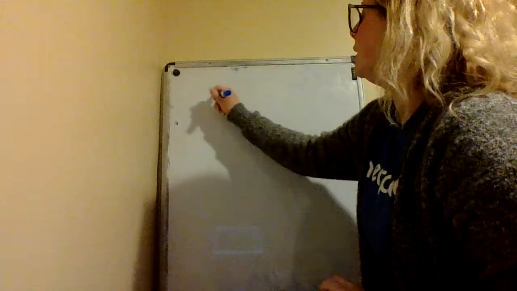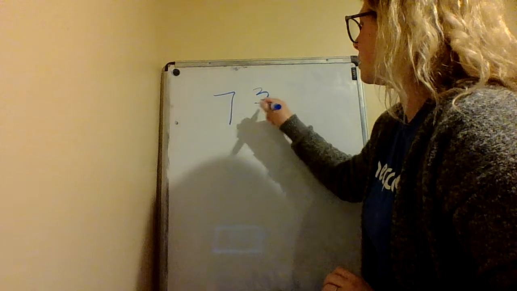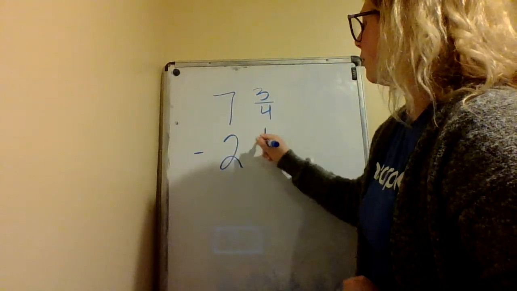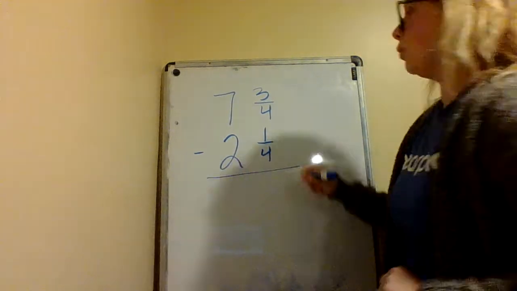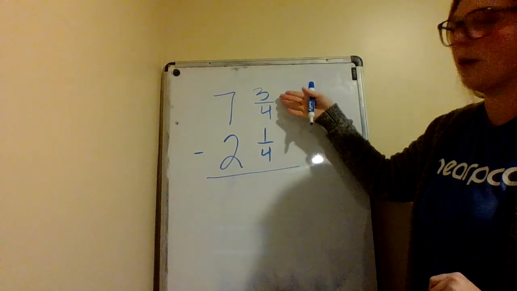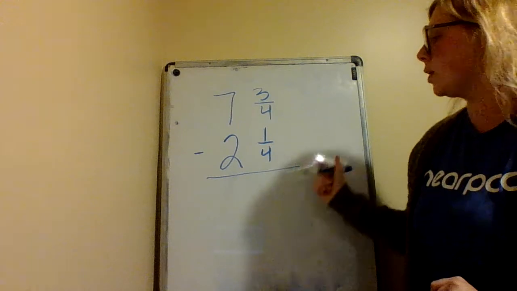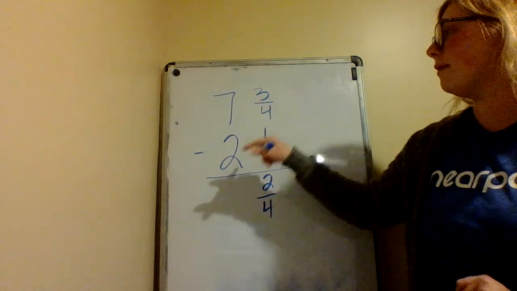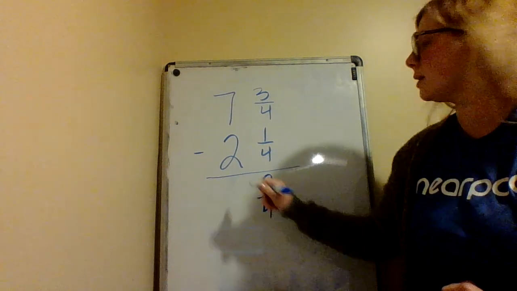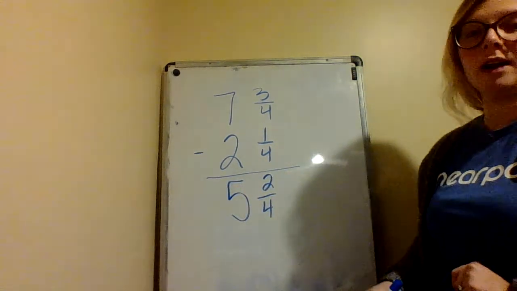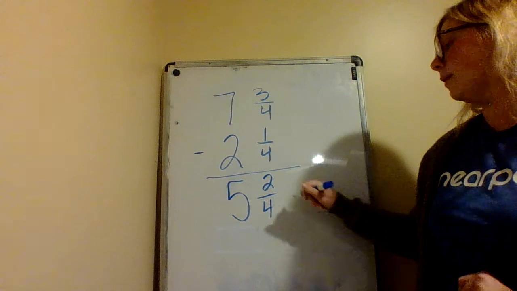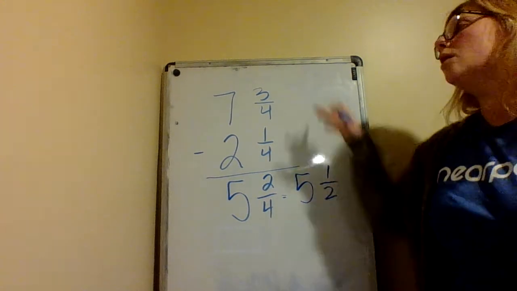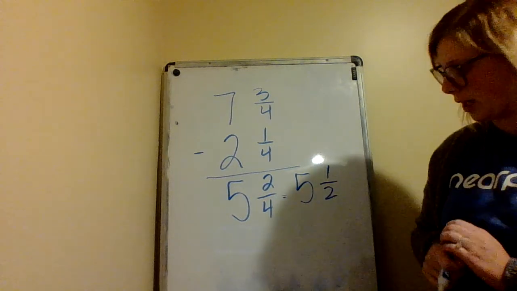So if we have 7 wholes and 3/4 minus 2 wholes and 1/4, we could do our fractions first. 3/4 minus 1/4 is 2/4. And then 7 wholes minus 2 wholes is 5. So we have 5 and 2/4, or we can make that simpler into 5.5. Okay. When you don't have to rename, subtracting is a little easier.